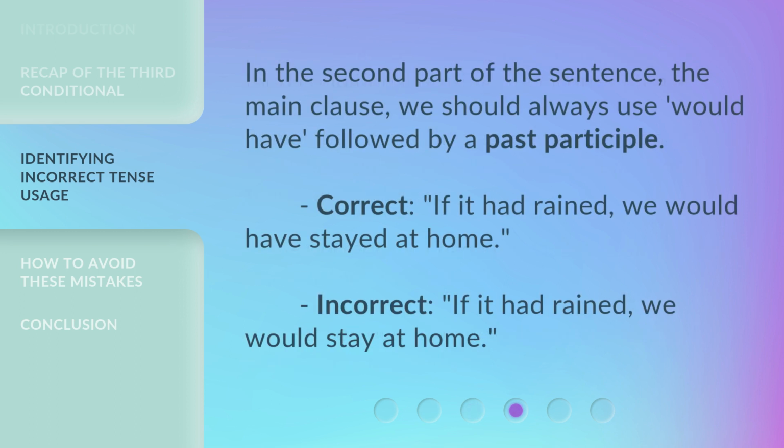In the second part of the sentence, the main clause, we should always use would have, followed by a past participle. Correct: if it had rained, we would have stayed at home. Incorrect: if it had rained, we would stay at home.